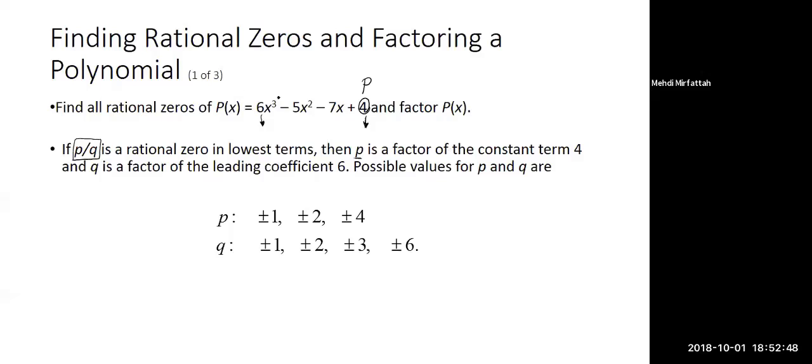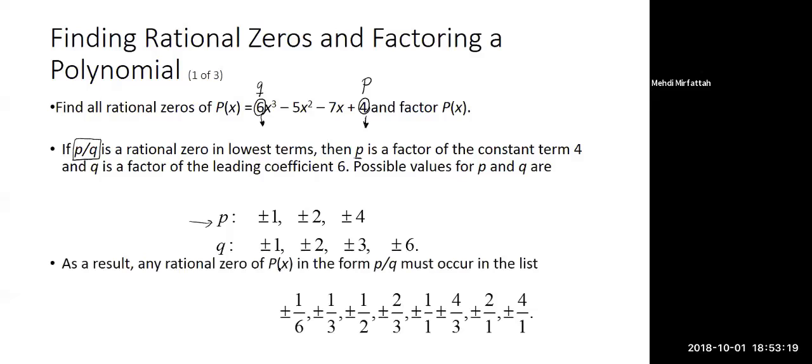And then Q would be the factors of this leading coefficient. So we look at the constant and the leading coefficient. All the factors of P would then be plus and minus 1, plus and minus 2, plus and minus 4. These are all the possible factors of P. What are all the possible factors of Q, the leading coefficient? Plus and minus 1, plus and minus 2, plus and minus 3, and plus and minus 6.